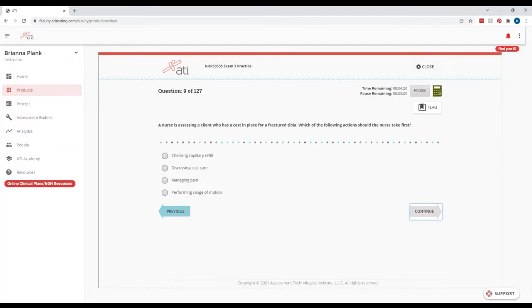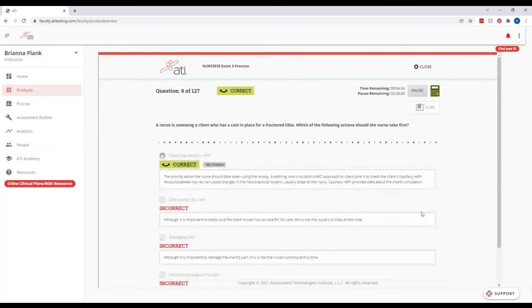Okay, we have a fractured tibia. What should we do first? So all of these might be a good idea, but if we have to only pick one, what do we want to do? Yeah, that's what I would do. Let's see if they agree.